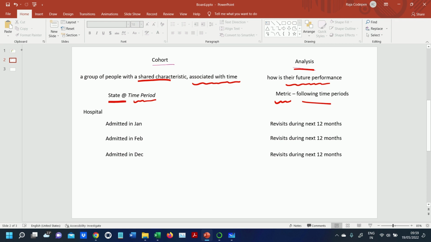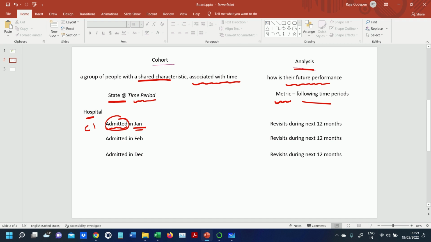If you take an example, in case of a hospital, people admitted in January. If you take that as one group, when you say admitted, this is the state at which certain people are there in a certain time period, that is January. So this is one cohort, one group of people who are sharing a characteristic. What is the characteristic here is admitted, and associated with time in January. This is the first cohort.